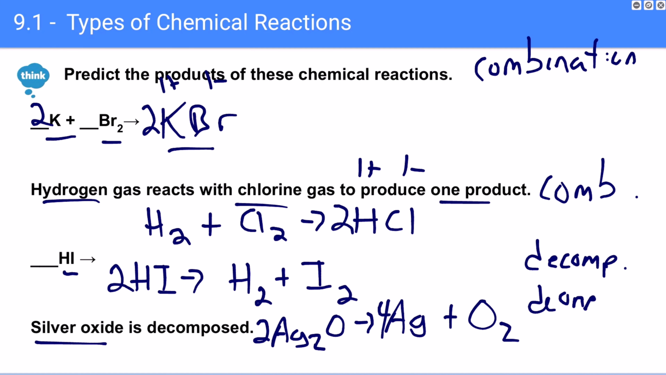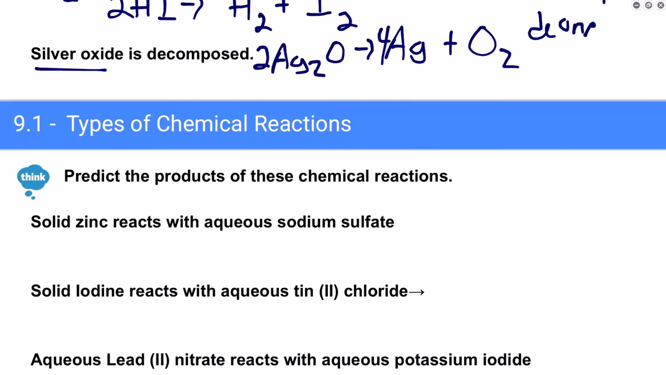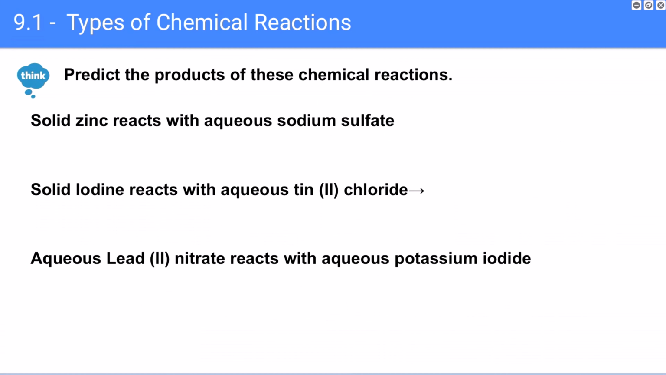All right? So again, step by step, we take our time, we work through it methodically, we figure them out, and we work through them, all right? Let's do a couple more. Predict the products of these chemical reactions here. So solid zinc reacts with aqueous sodium sulfate. So let's go ahead and write these out first, and that will help us figure out what types of products we're dealing with here.